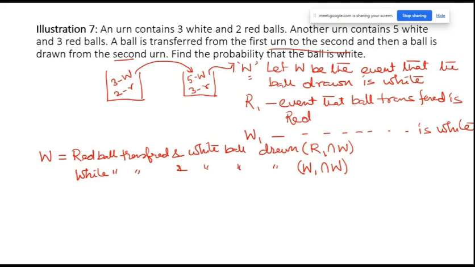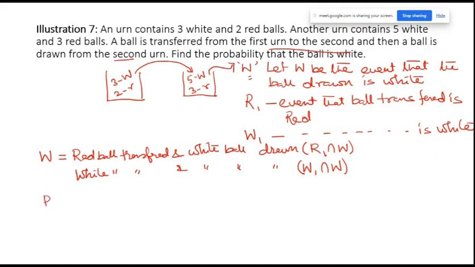Ultimately, we are drawing a white ball. You may tell me that ultimately you may draw a red ball also. Then why are you not considering that? That is not asked in the question. In the question, they are asking about the white ball. That's why we are focusing on the white ball only. So these are the two events. Now you understand that the events are mutually exclusive.